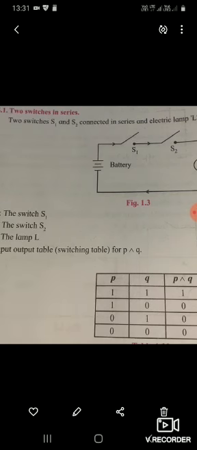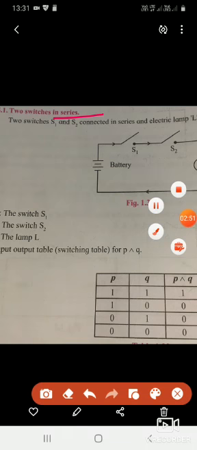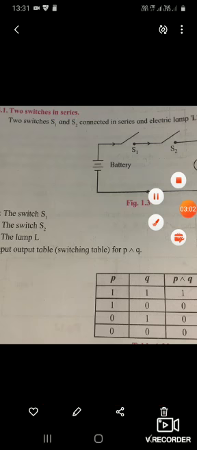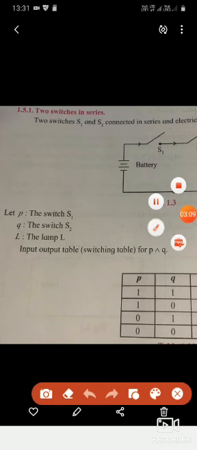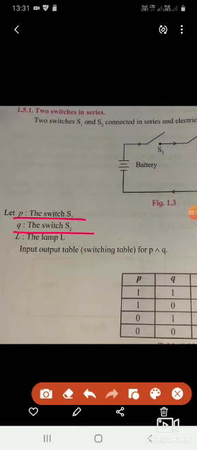Here it is in series. Two switches are in series. These two are in series. Therefore, it is S1, it is S2. First we have to define what is P and what is Q. Listen, this is P, the first one. P is switch 1, Q is switch 2, and L is a lamp. You have to define this first.